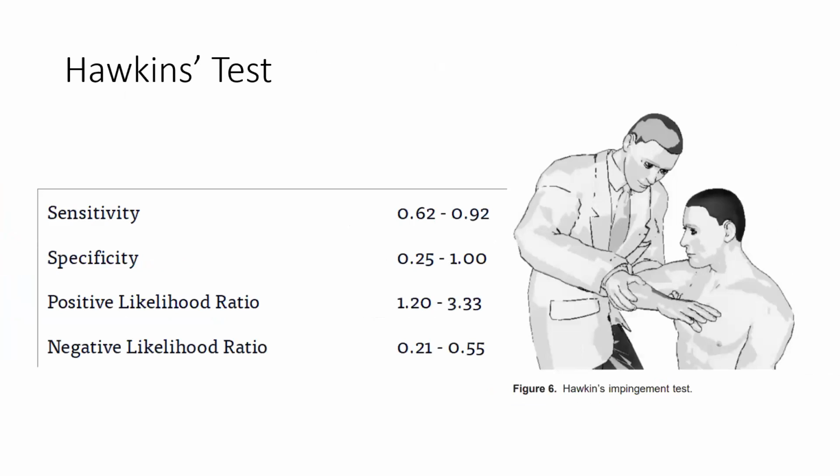The next sign for impingement is the Hawkins-Kennedy test, where the patient's arm is brought to 90 degrees of forward flexion, and the elbow is kept in 90 degrees of flexion, and then the examiner stabilizes the scapula of the patient and internally rotates the arm. So again, it reduces the space at the subacromial region, and if there is an impingement, the patient will experience pain. Here, the sensitivity goes up to 92%, and the specificity is high also.